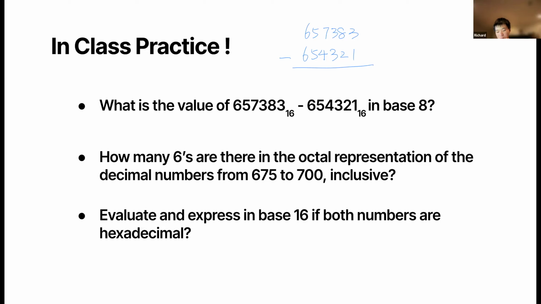Okay, so for this subtraction, since we have no carryover, it's pretty straightforward. We can just subtract it how you would using base 10. There's no difference. So now we have 3062 in base 16, and we want to convert this to base 8. So how will we go about that?